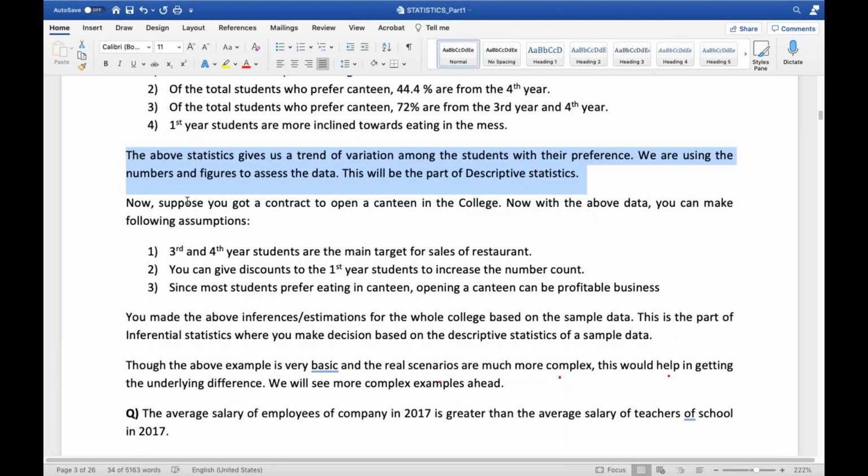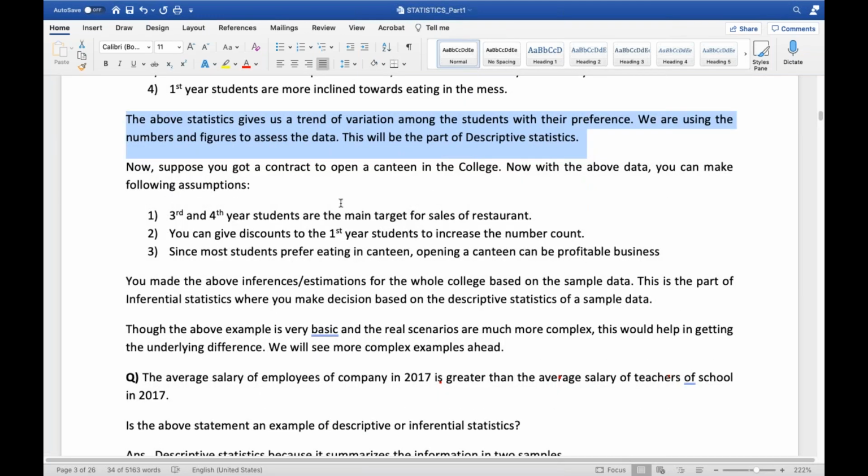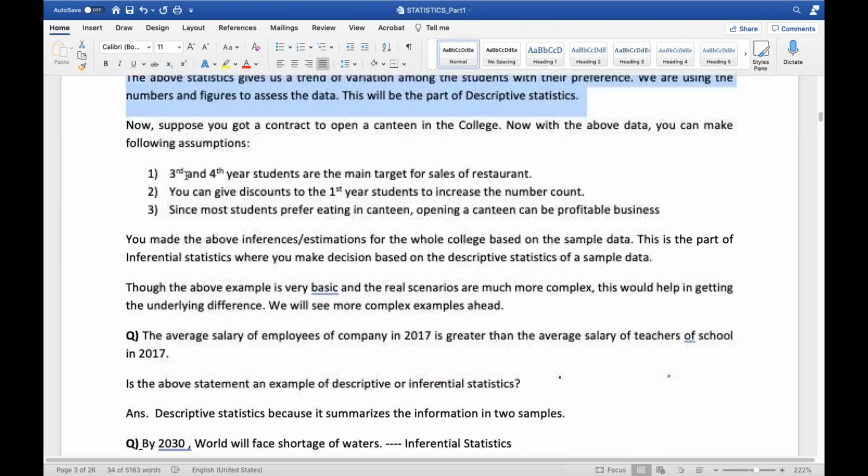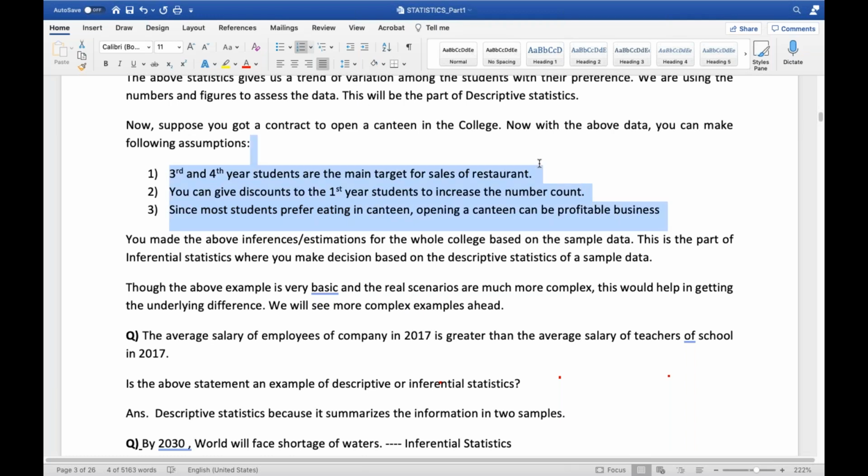Now suppose you got a contract to open the canteen in the college. With the above data, we can make some assumptions, right? Third year and fourth year students are the main target of the restaurant. You can give discounts to first year students to increase the count. Since most students prefer eating in the canteen, opening a canteen can be a profitable business. This kind of assumption we can make, right? This is the business problem, guys. If we go for interviews, this is the kind of information we should give. Even if it is a small project, we need to give clarity of information.